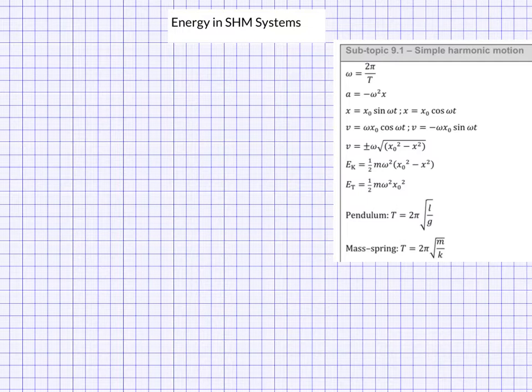Simple harmonic motions and the energies within that system. So this is topic 9.1 still, that's higher level. And we're going to have a bit of fun here with some energy derivations.